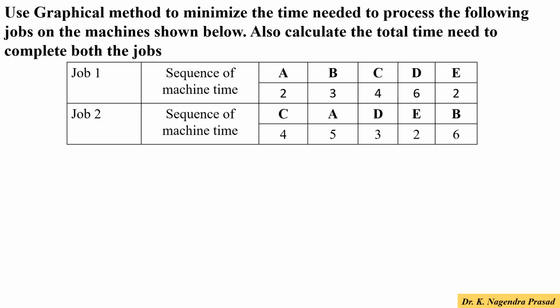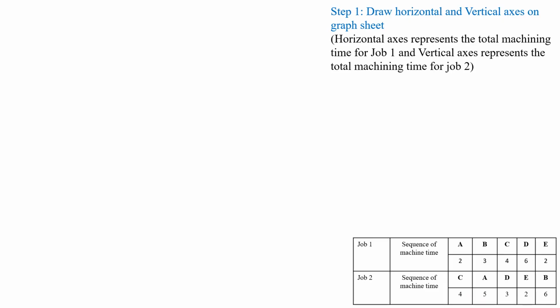Here given are job 1 and job 2 with different sequences of machining times. That is, for job 1 the sequence is A, B, C, D, E, and for job 2 the sequence is C, A, D, E, B. Let's see the solution. First step is to draw horizontal and vertical axes on the graph sheet. The horizontal axis represents the total machining time for job 1 and the vertical axis represents the total machining time for job 2.